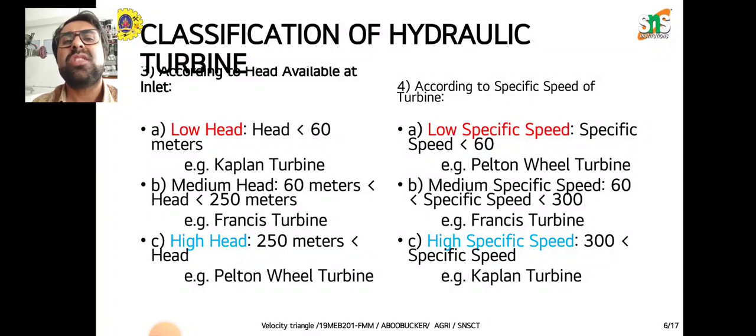And based on the speed of the turbine also, we have low specific speed, medium specific speed, as well as high specific speed turbines. Below 60 RPM, it is low speed. Above 60, up to 300, if the specific speed lies, it becomes a medium specific speed turbine, and finally if it crosses 300 rpm, it is a high specific speed turbine.